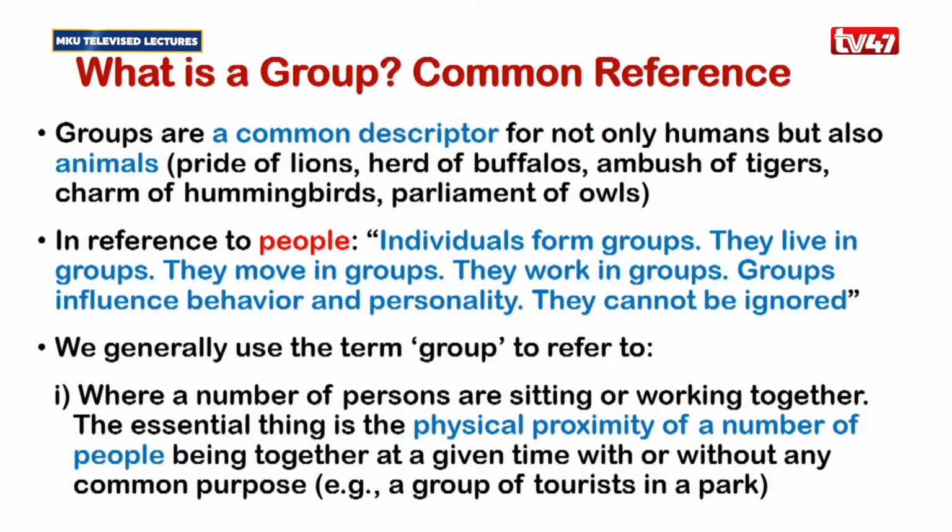Let's start with what is a group. Common references. These are common definitions. They are not authoritative, they are not anthropological. It is how you can perceive groups. Groups is something that we are used to using in common language and communication. Besides humans, in reference to animals, we can say a pride of lions, a herd of buffaloes, an ambush of tigers, a charm of hummingbirds, a parliament of owls. It is describing a congregation of animals.